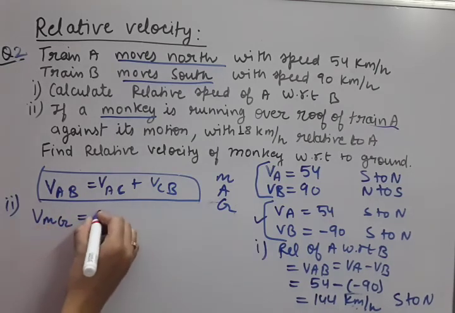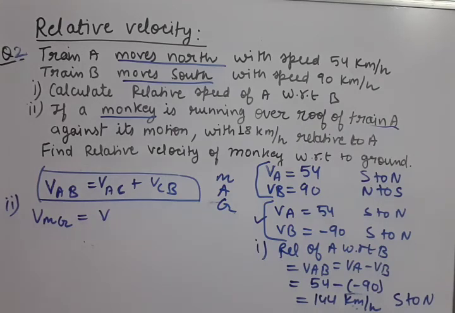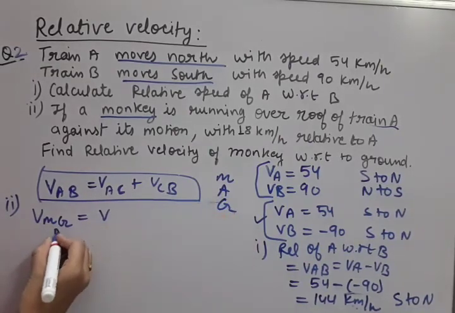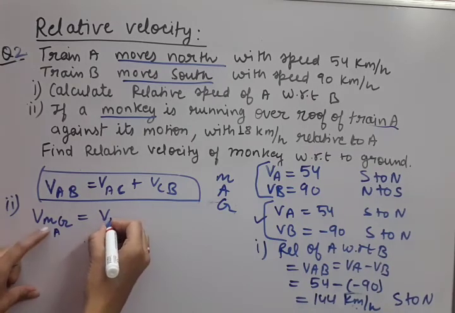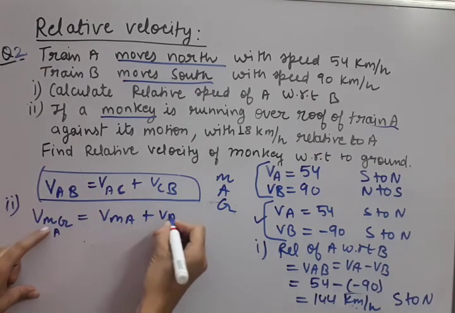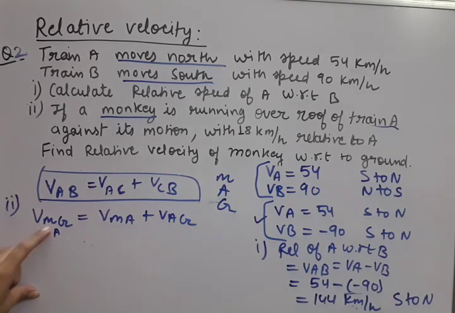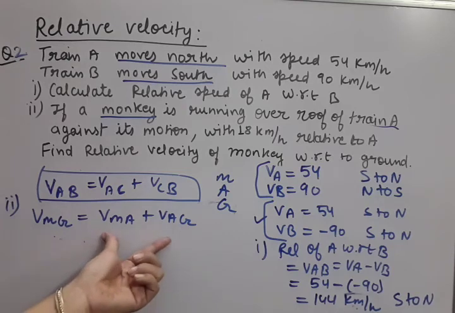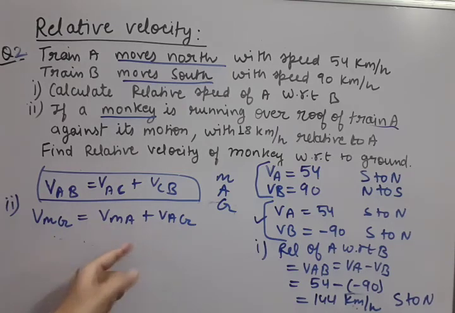Let us make the formula for VMG. We have to insert the third object, which is A. So we write A here. The formula will be VMG is VMA plus VAG. This will be the sequence. The third object in this question is A, so the formula VMA plus VAG is prepared. Now I am removing this A from here. This sequence is very important. Now we will put in all the values which we know.